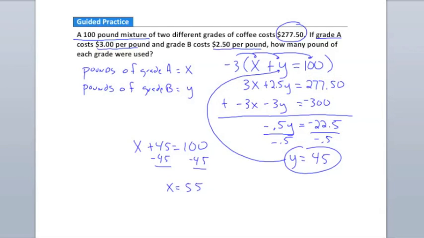Now, since we were talking about pounds of coffee here, we would say 55 pounds, 45 pounds, and now we know how much grade A coffee and grade B coffee we need to get these two stipulations. It adds to 100 altogether, 100 pounds, and it gives us a total price of $277.50.